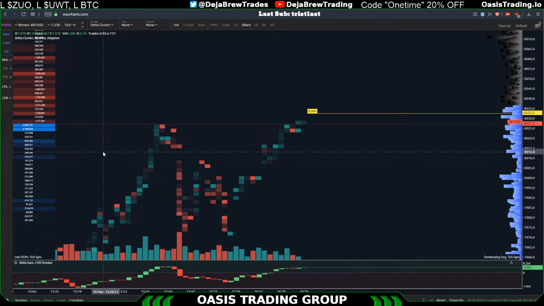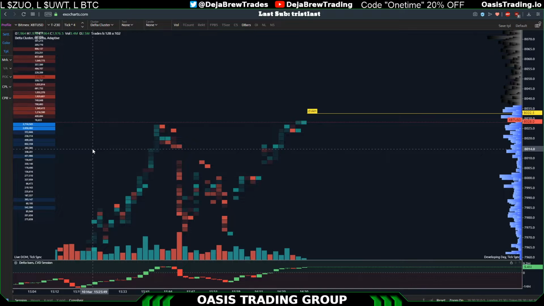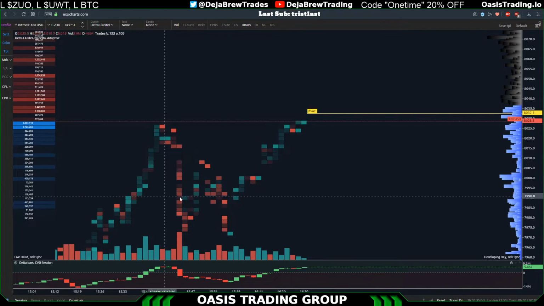But when you have buyers or sellers like that, it's very easy to see what they do to the market when you're using this tick chart technique.